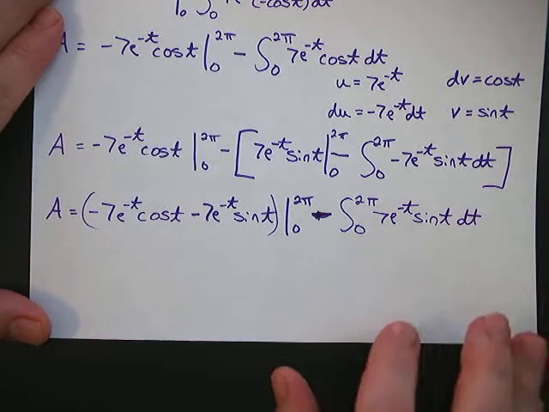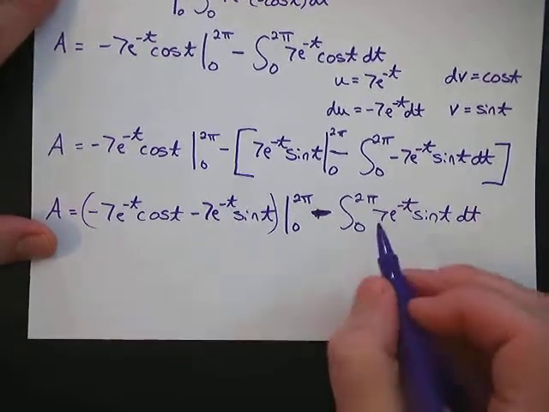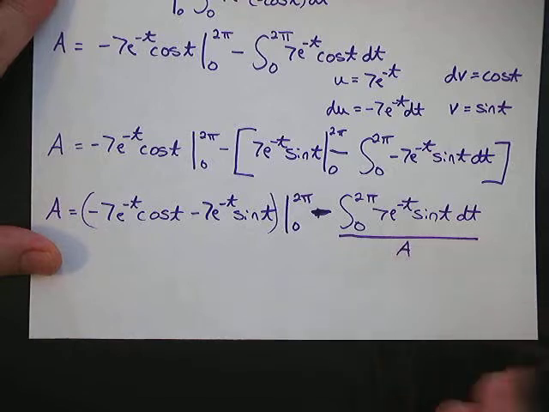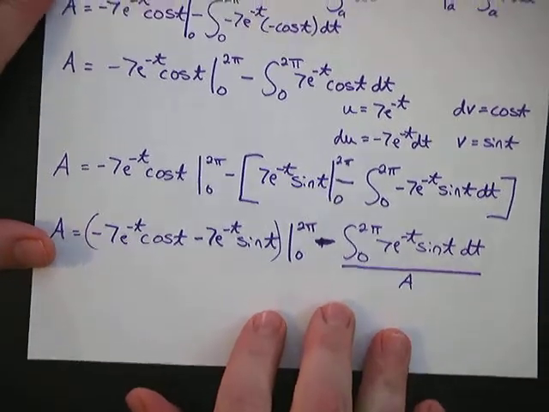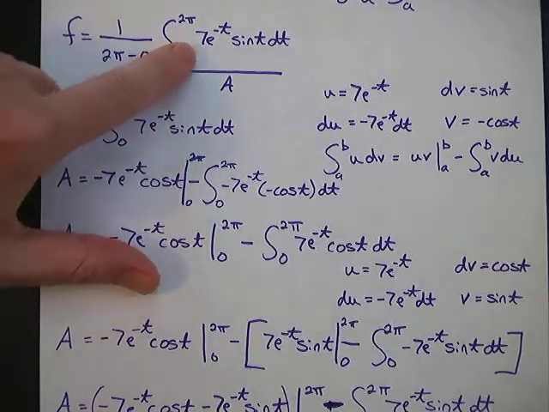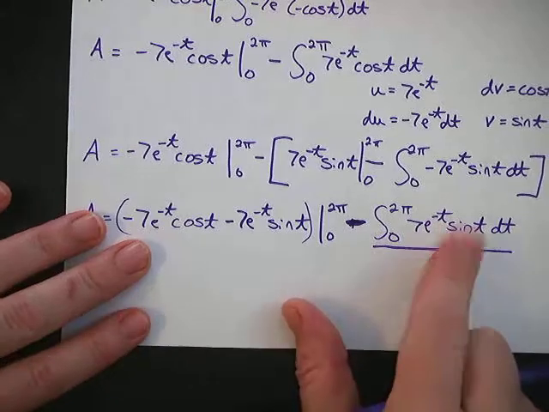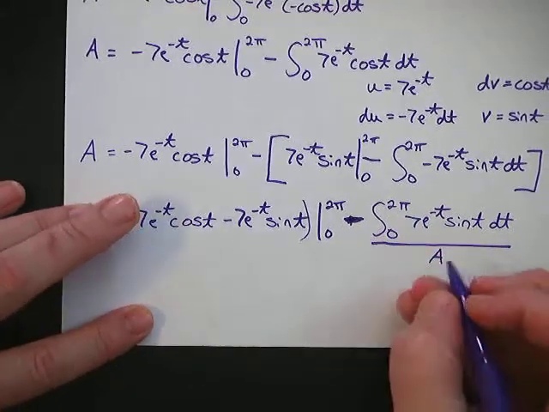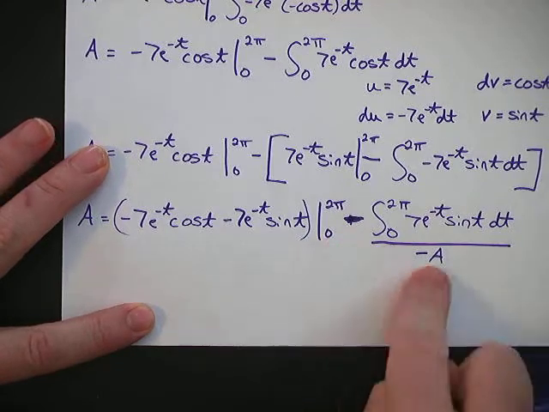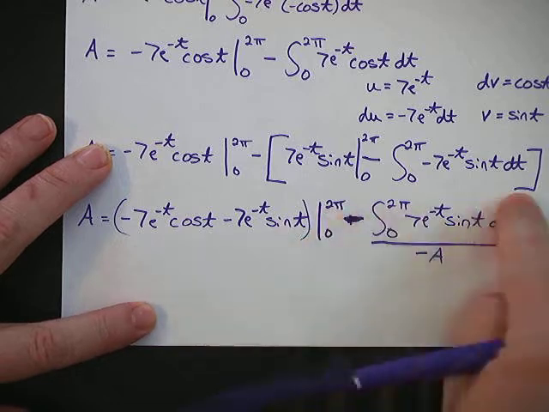So it might not look like we're making any progress, but we actually are, because if you remember this right here, that's A. It's exactly the same as what we labeled A: the integral from 0 to 2 pi of 7e to the negative t sine t. That's what we have here. So this is going to end up being minus A. Instead of writing all the integrals, we can just say minus A.